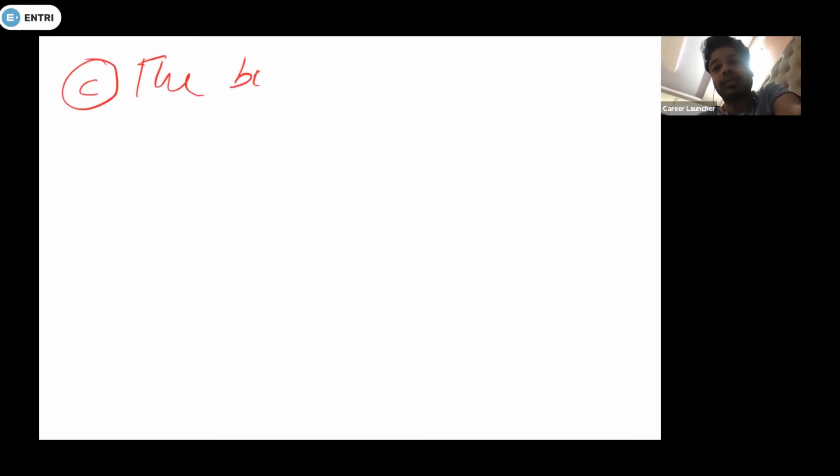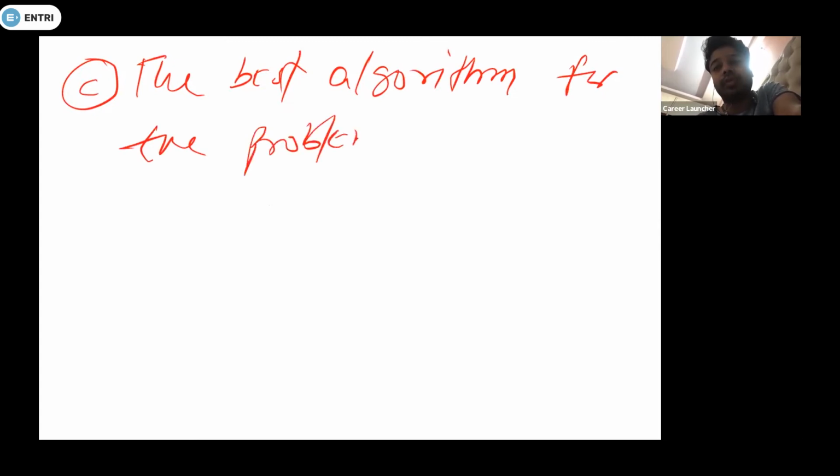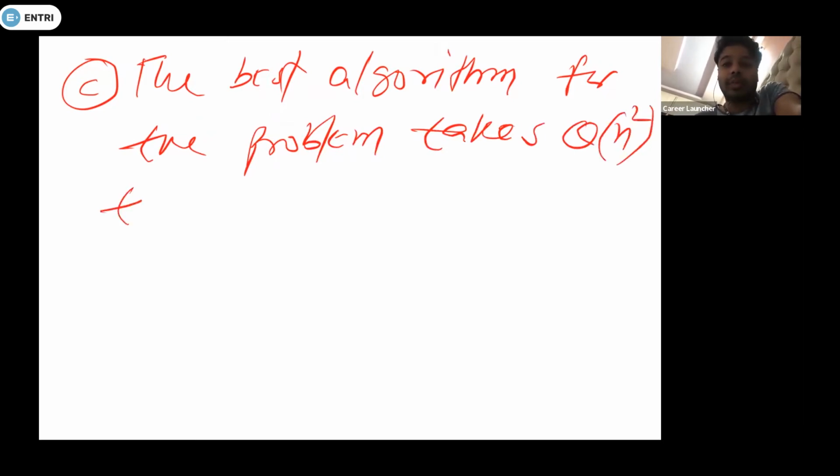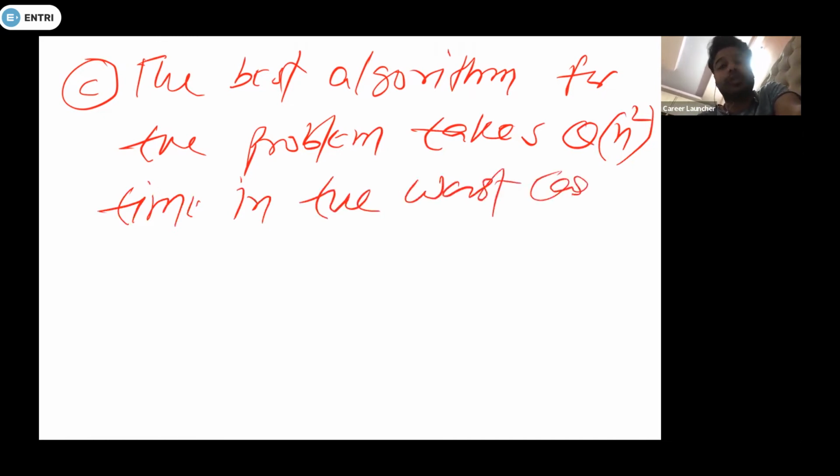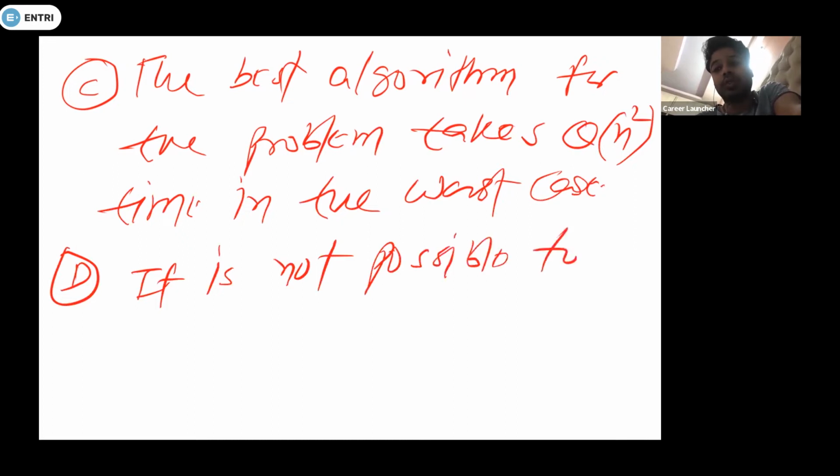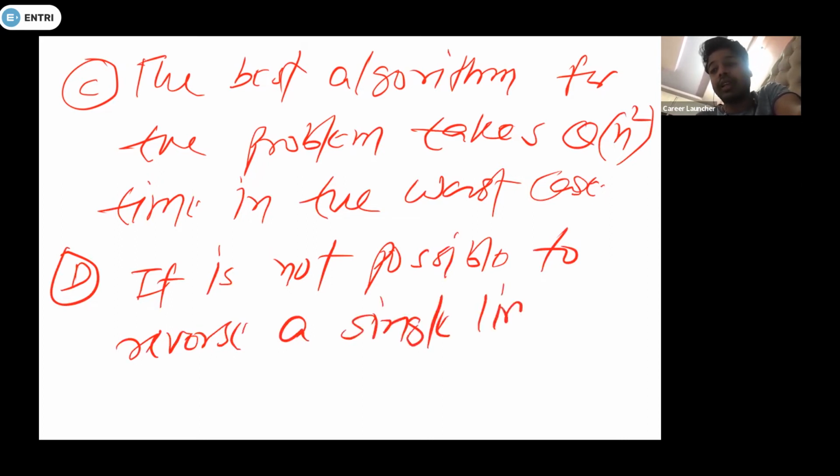Okay. C: the best algorithm for the problem takes theta of n square time in the worst case. And D: it is not possible to reverse a singly linked list in constant space.